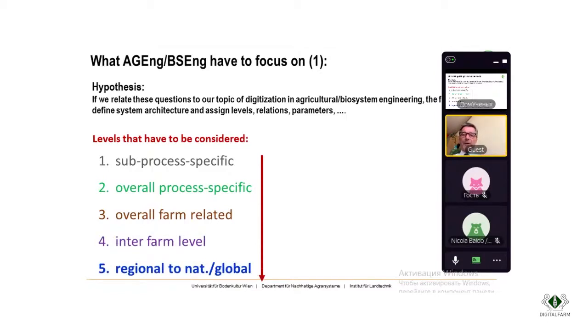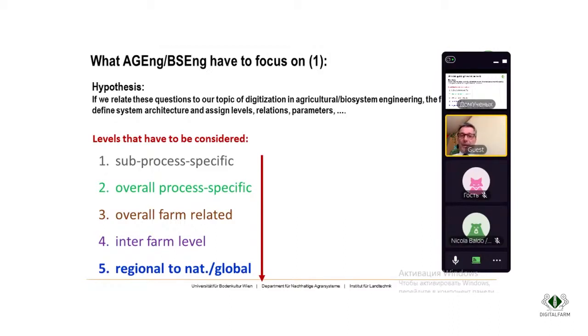So what do agriculture or biosystems engineers have to focus on in the future? That was a big discussion also in the community of the Club of Bologna, a global community of agriculture engineers. Also, I remember Oleg Marchenko from Russia attending here for decades, I think already, with a warm memory of him.